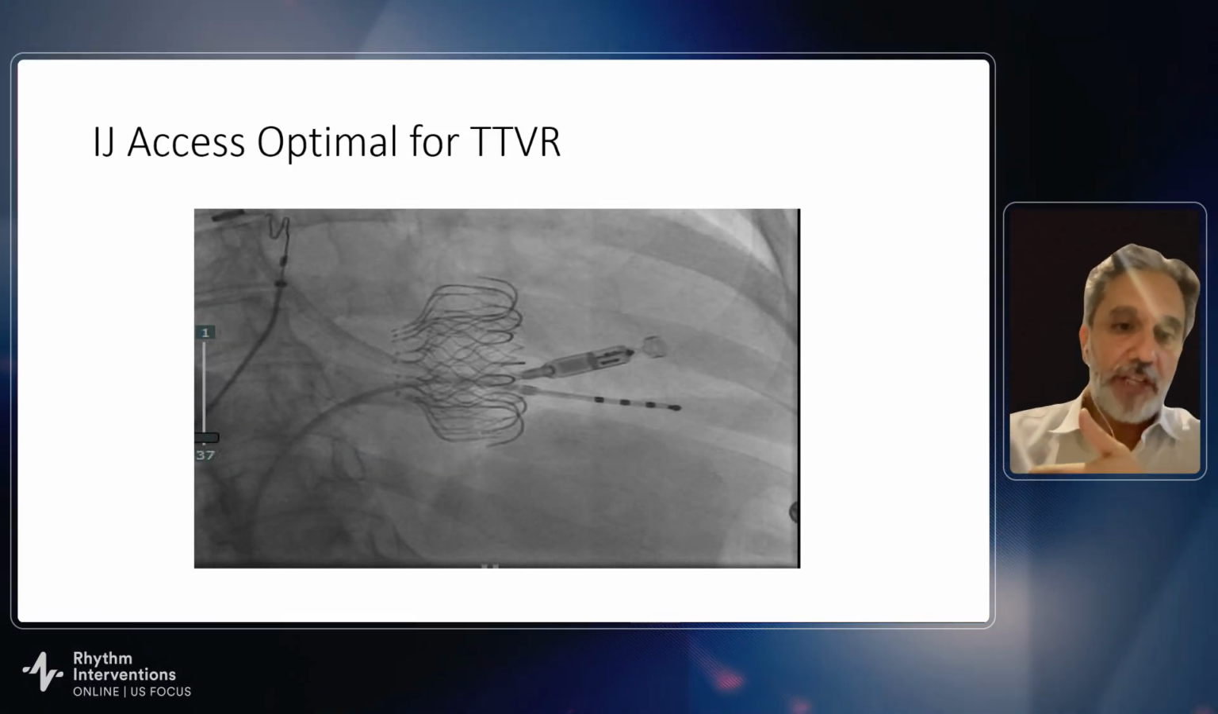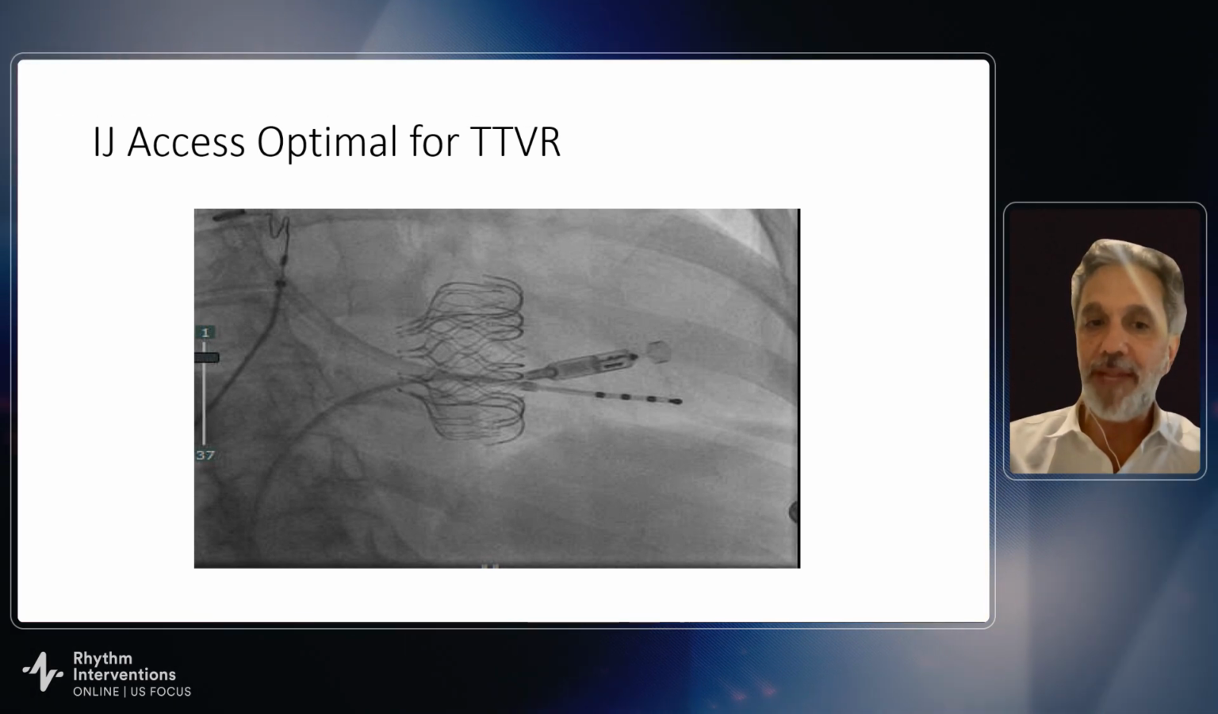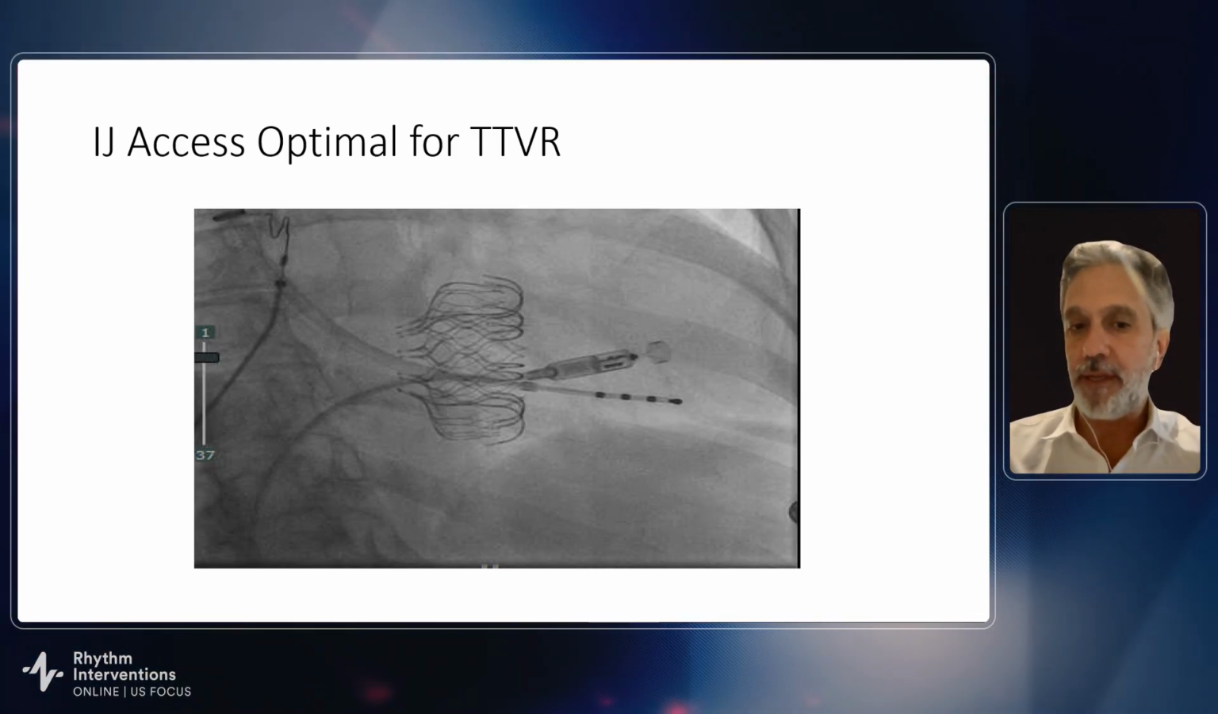A third potential area where the IJ access could help is when you have a TTVR. Because when you're coming from the femoral area, especially some prostheses are extremely large, and it's hard to fight the prosthesis and go septal.